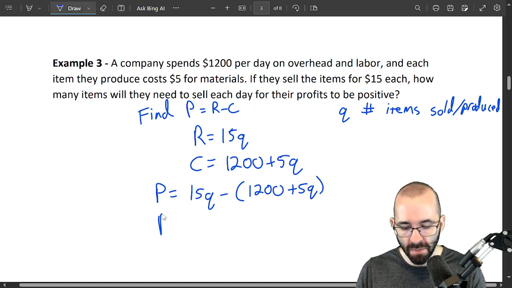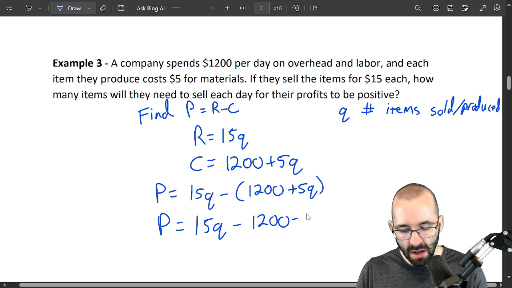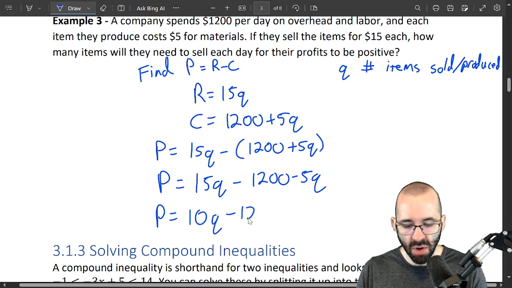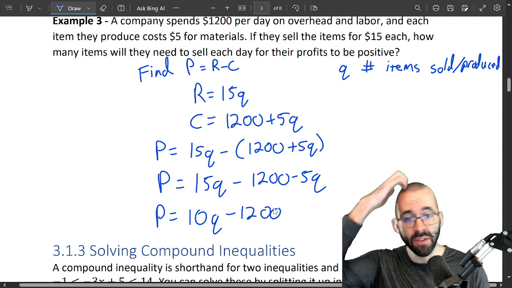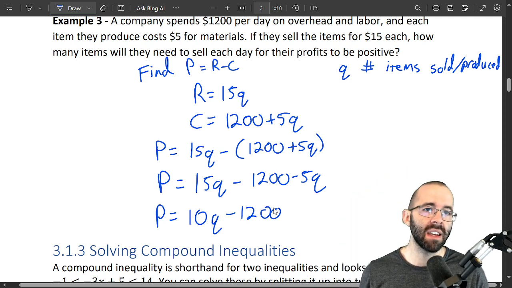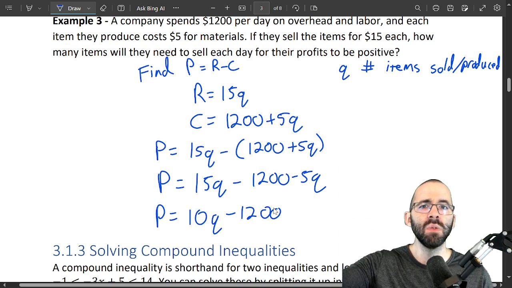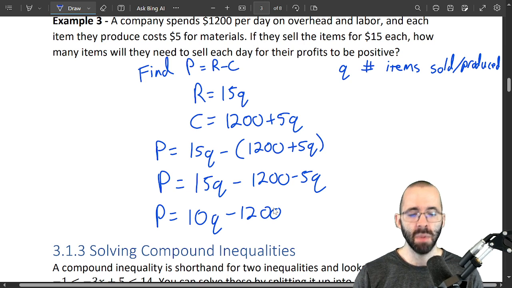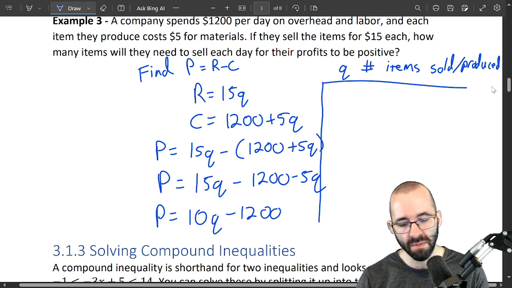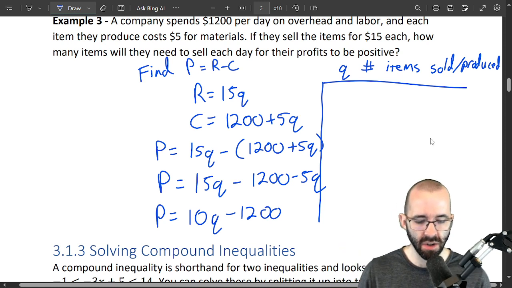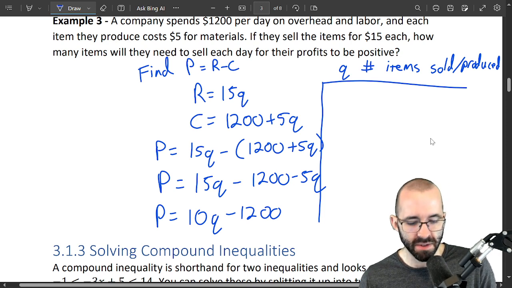Those parentheses are important. Our profit is 15Q minus 1,200 minus 5Q, which simplifies down to profit is just 10Q minus 1,200. Some people may jump directly here for their profit, right? They say, well, I'm selling it for 15, it costs $5, I'm profiting $10 per item. And I know I'm always losing that 1,200. But this is a longer way that we've been doing it. Takes more steps, but it's shorter steps, less confusing for a lot of people. But everyone solves math problems different ways.